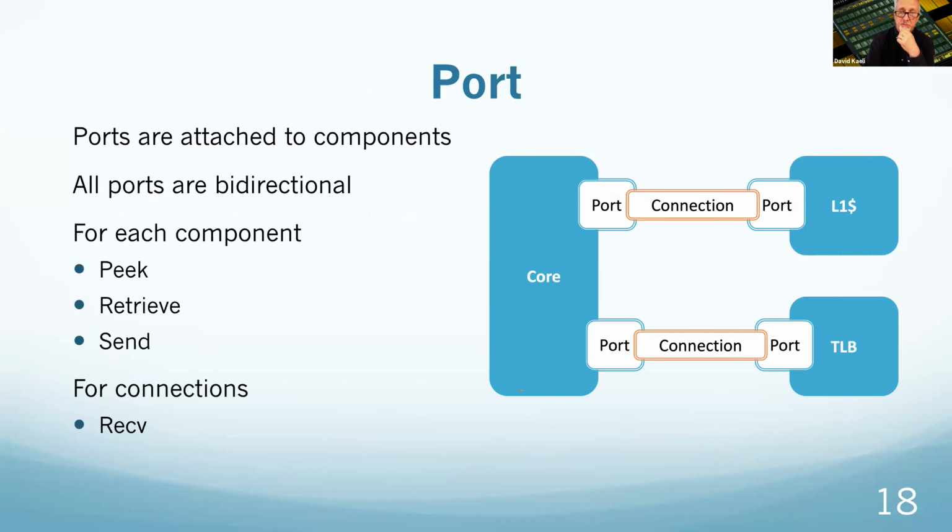To interact between components and our connections, we have ports. Those ports are bidirectional, so they can be in either direction. For each component, a port allows you to do peek, retrieve, and send. So you have the ability from the connection to look in the L1, but only at what's publicly visible. And for connections, we can do receives. The ports will provide information back, and the connections will receive information from the ports.